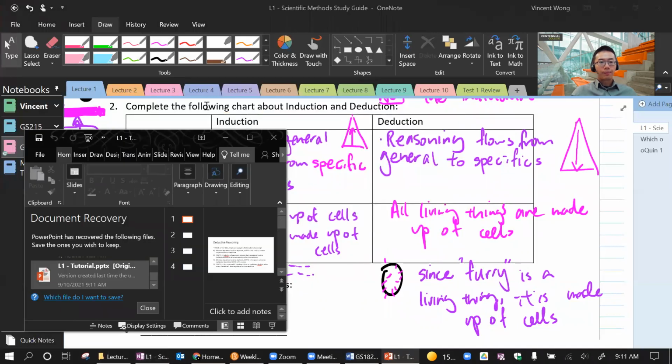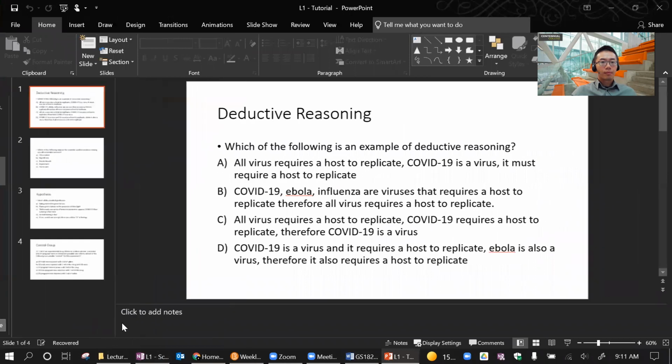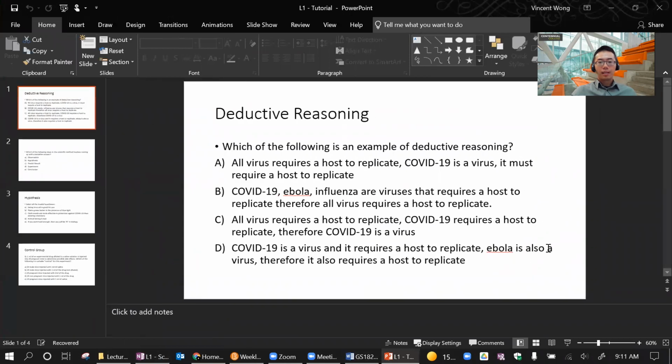Sorry to interrupt, sir. Yes. Can you give an example of a more complex deduction? Yep, I am going to do that right now. So here is a bunch of questions, a bunch of scenarios, and you guys try it out first and tell me which one is deductive reasoning.